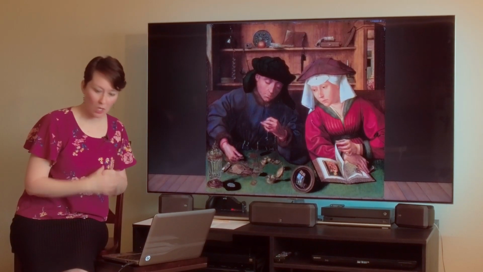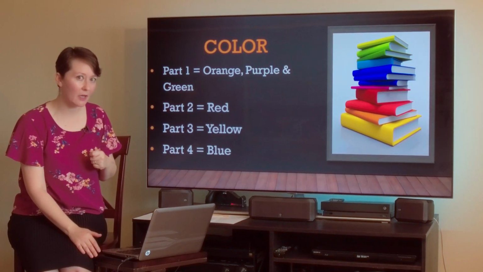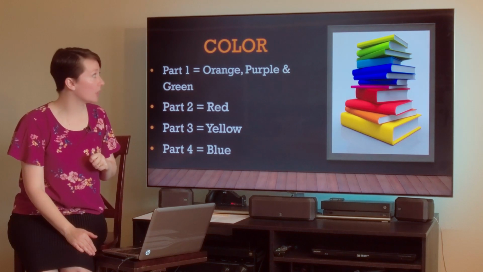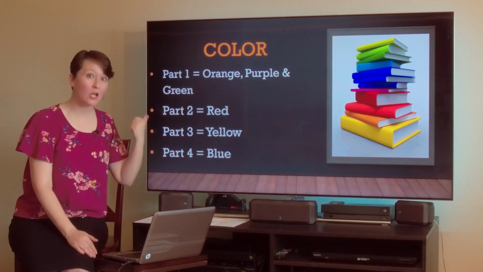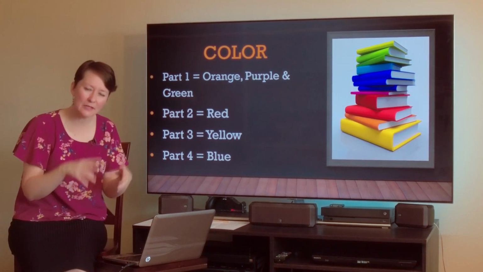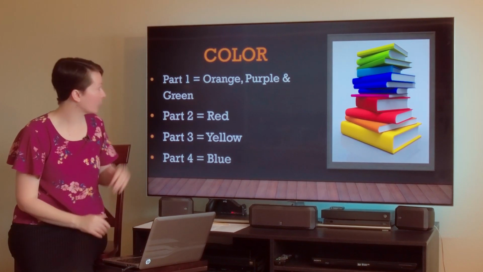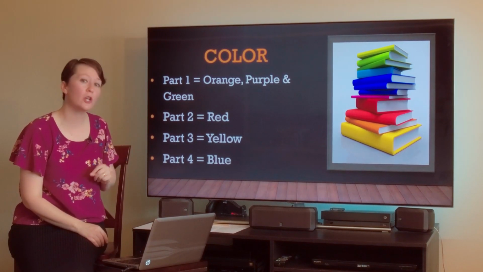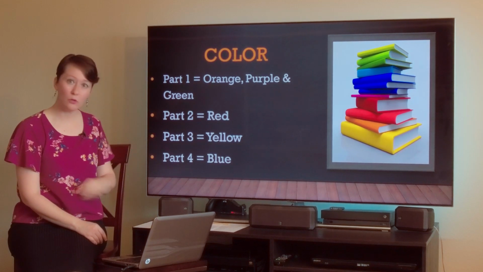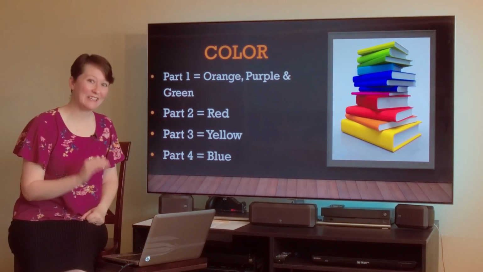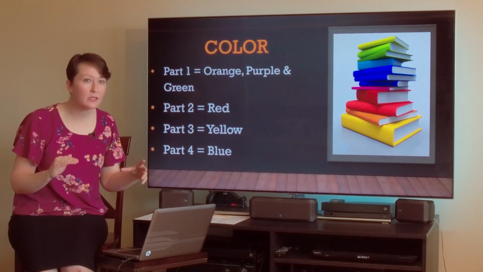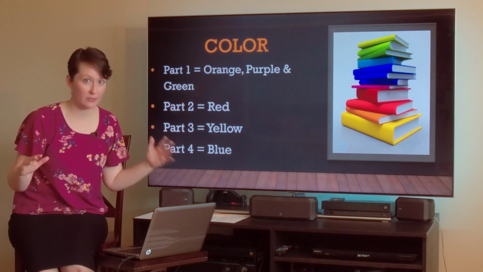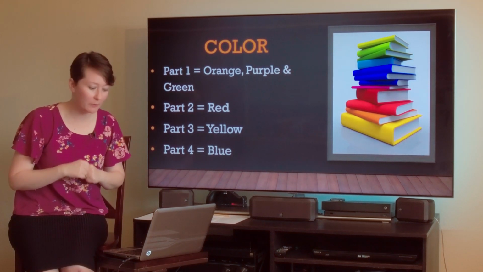Now, this video concludes our introduction to how to read a painting. The next few videos are going to be very in-depth, and we'll be looking at color specifically. It'll be an intensive look at color in art. Part 1 will focus on the colors orange, purple, and green. Part 2, red. Part 3, yellow, and Part 4, blue. We're gonna have the most amazing, exciting, wonderful, fun time. So I hope that you will join us for these upcoming videos.